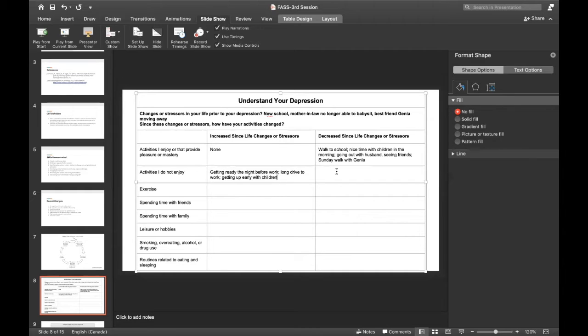Okay, how about anything that's decreased? Nothing there. Okay. How about exercise? Nothing there as well. How about decreases in this section? No walk to school. And no Sunday walk.